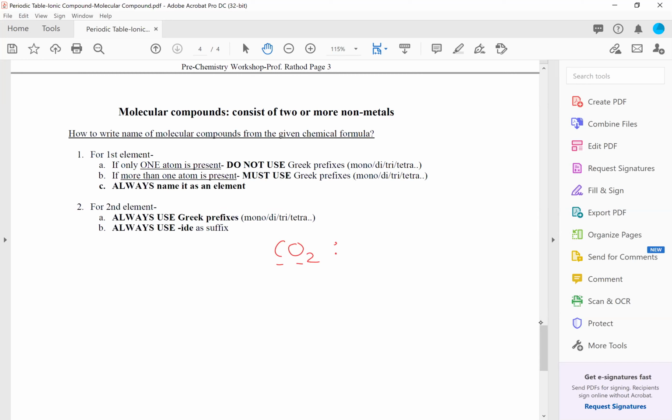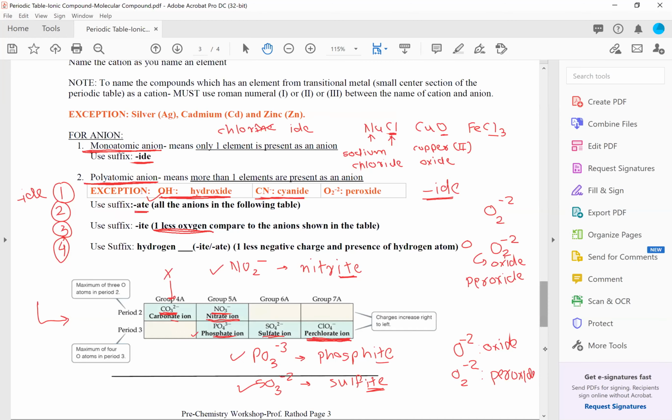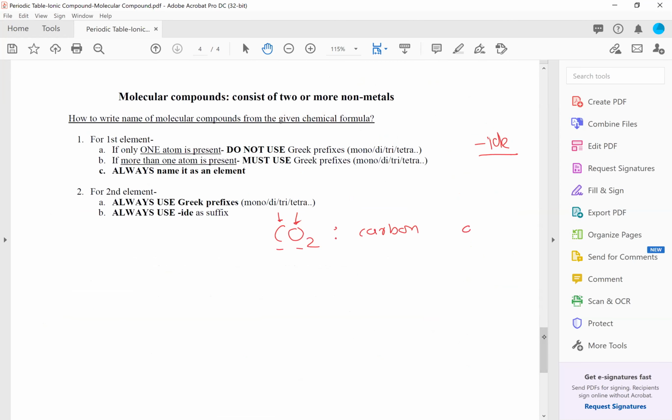In this case, if you have to name it, for the first element in the formula, you're just going to name it as an element, right? So carbon, we are just going to call it carbon. For the second element, you are always going to use IDE as suffix. There is no other suffix you need to remember. For a covalent compound, it is always going to be IDE as suffix. What second element do we have here? Oxygen. So we're going to call it oxide.